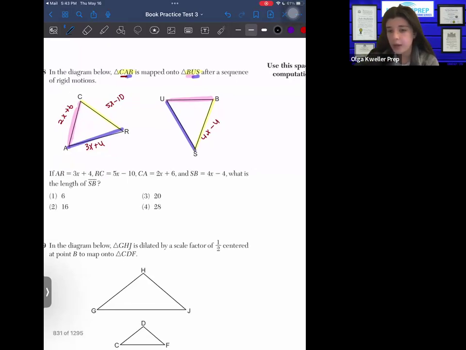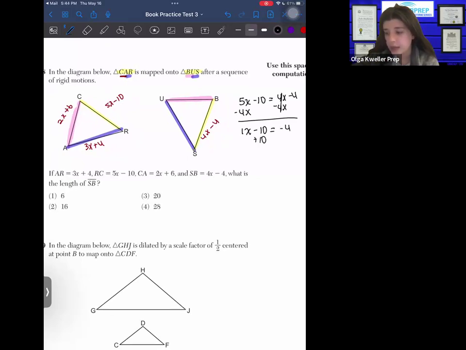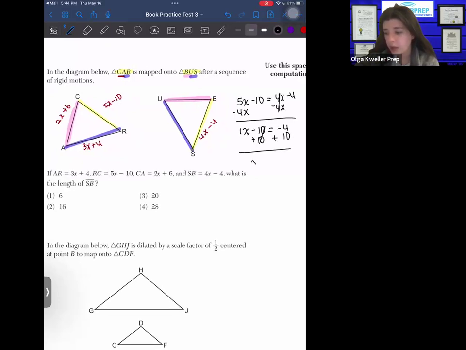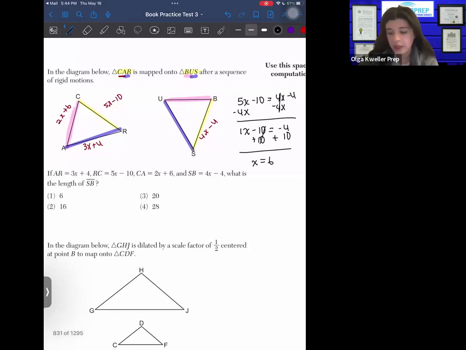So what will my equation look like? It will look like 5x minus 10 is equal to 4x minus 4. And this is the easy part. All I have to do is solve. So 4x minus 4x, I end up with 1x minus 10 is equal to negative 4. Add 10 to both sides. Okay, x is 6. Are we done? Can I pick one and move on and be happy with my life?